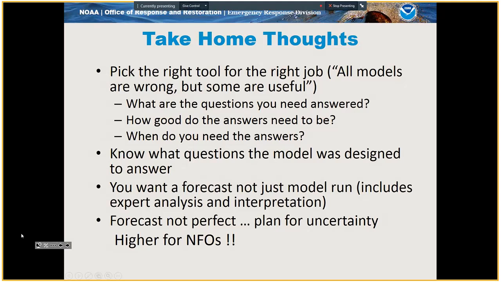And as I found, it's been a little depressing as I went through this, that there are so many places where the uncertainty is higher. That's a challenge. I think that's what I've got.